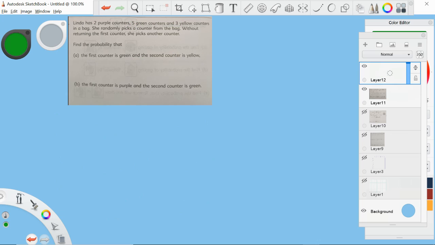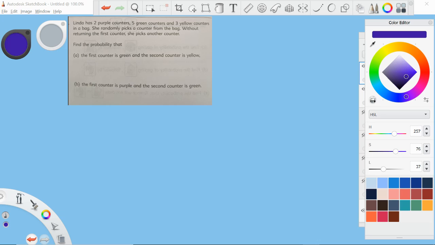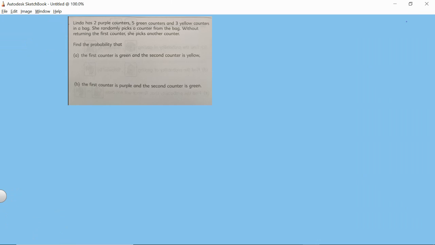Let's try another one. Find the probability that the first counter is purple and the second counter is green. Well, the probability the first counter is purple, so I'm going to write this first. Probability of pulling purple on the first pick. There are 2 purple counters out of 10.